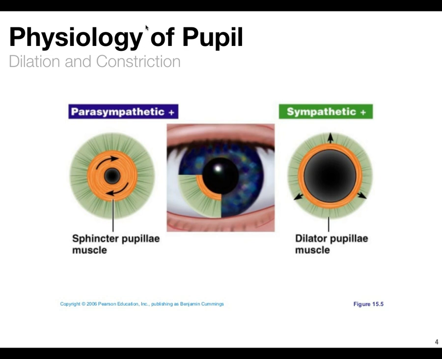So when the two work together, we've then got a way of causing quite fast constriction, and at the same time quite fast dilation. But importantly, these are under two separate stimulation conditions, either parasympathetic for constriction or sympathetic for dilation.